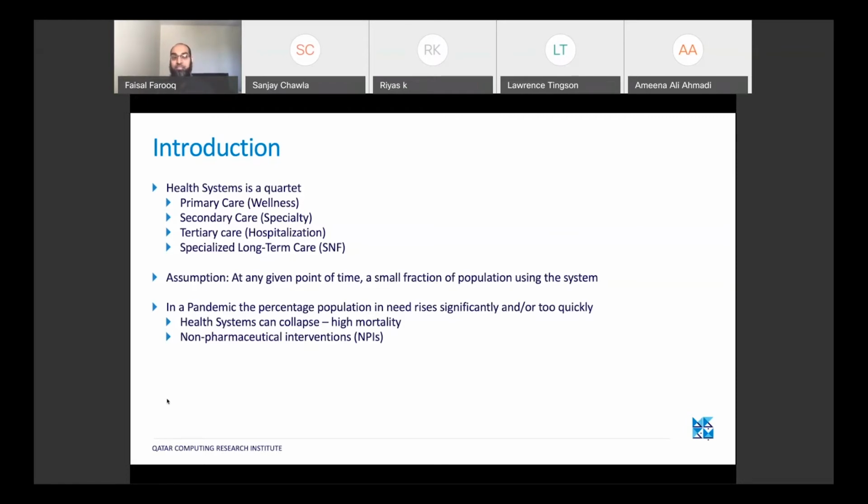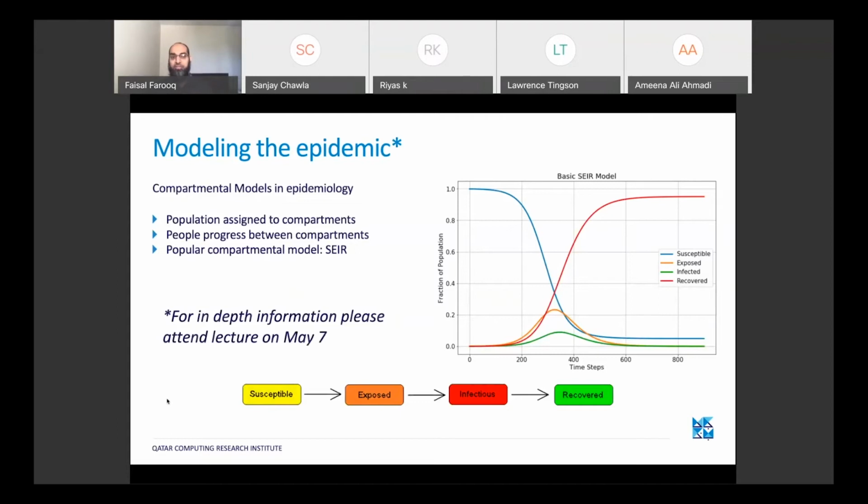Now, in a pandemic, what could happen is the percentage of the population rises significantly, it becomes too big, or it rises too quickly for us to be able to respond, which can lead to a health system collapse, leading to high mortality. And that's why we keep talking about, as Sanjay mentioned, these non-pharmaceutical interventions like social distancing and shutdowns. And the idea really is to keep us within that capacity. So how do we know how to manage all of these things? And I'll talk about how we usually model the epidemic. But again, I'll very briefly touch over this, but on May 7th, Sanjay and some of his colleagues will lead a session that will go into detail on how we model these epidemics.